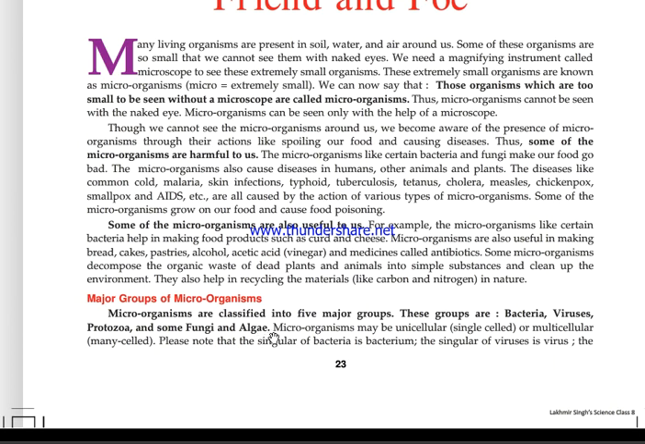Some of the microorganisms are unicellular in nature and some are multicellular in nature. Unicellular means like amoeba, paramecium. These are microorganisms or species which have only a single cell. Uni means single cell, so these are called unicellular organisms. If organisms have more than one cell, these are called multicellular organisms.